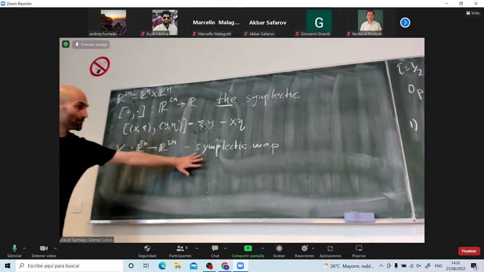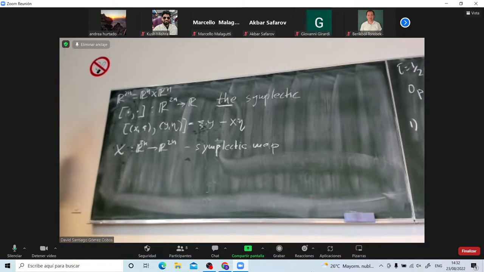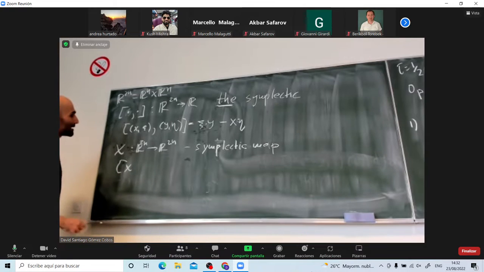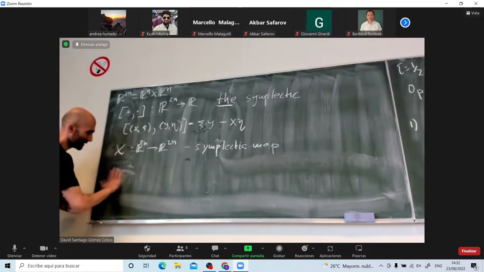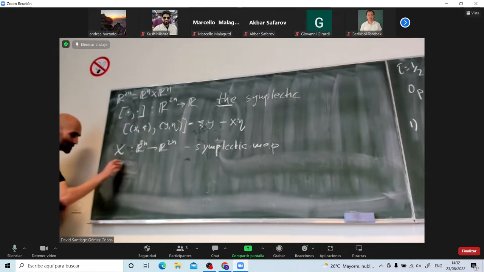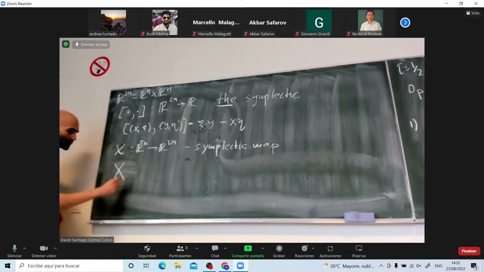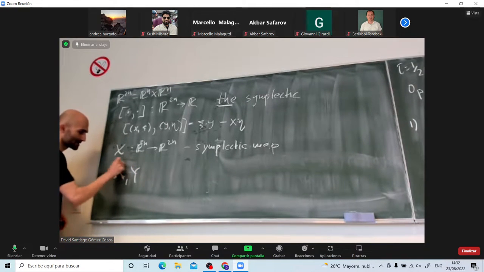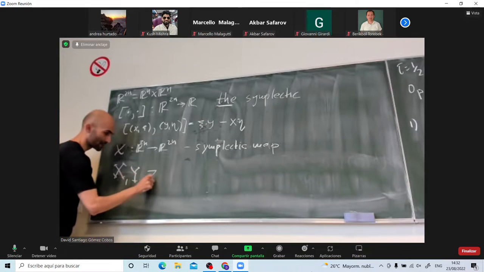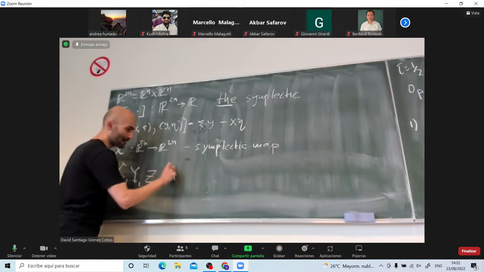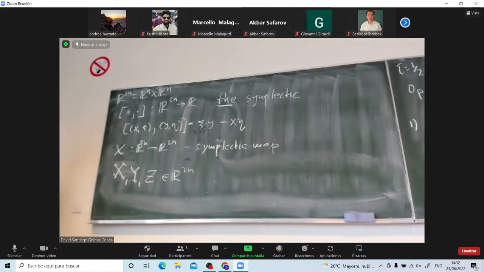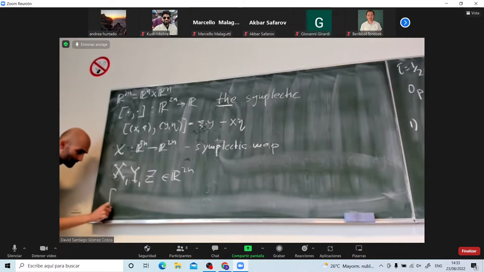So if you have a symplectic map, for me that means that it doesn't change the symplectic form. So for me, this means that phi of... let me write one more abbreviation. From now on, I will denote by capital letters X, Y, capital Z, the points in R to the 2n. So the map is called symplectic.